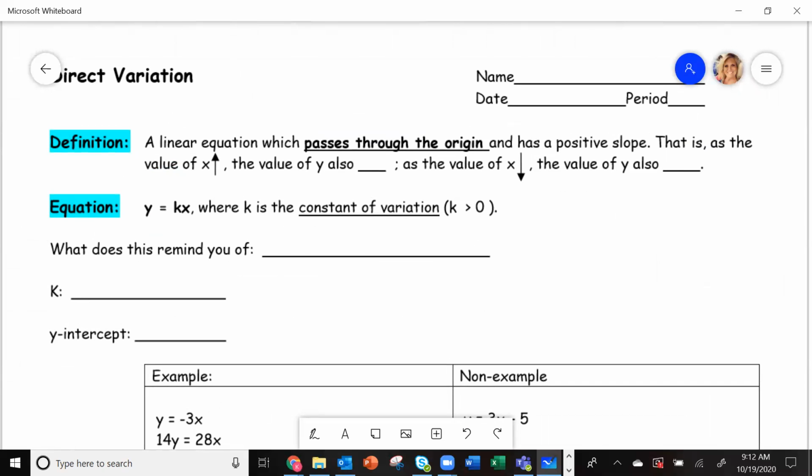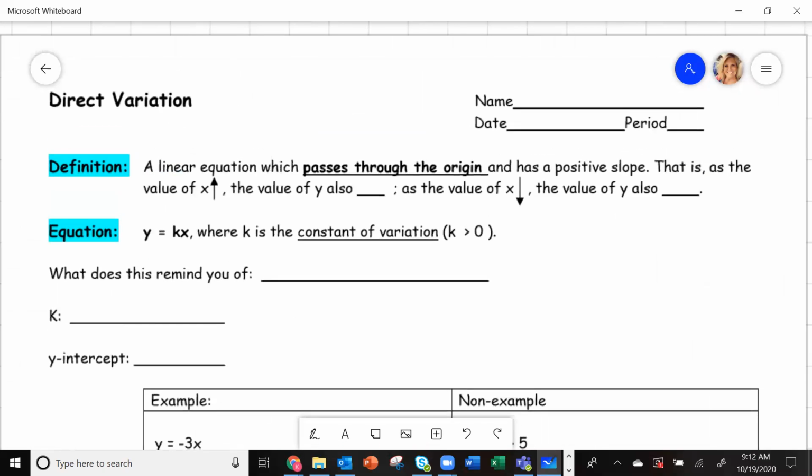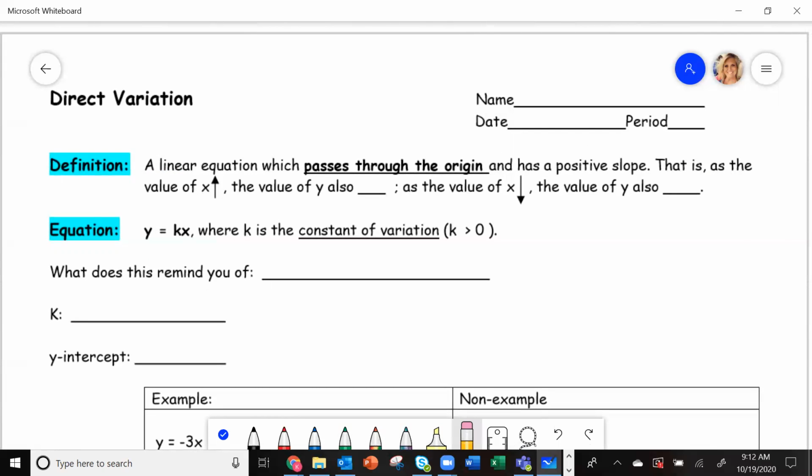Okay, so we're going to work on what's called direct variation. This direct variation is a linear equation that passes through the origin. Remember that the origin is 0, 0. And it has a positive slope. It has to have a positive slope and go through the origin for something to be a direct variation.